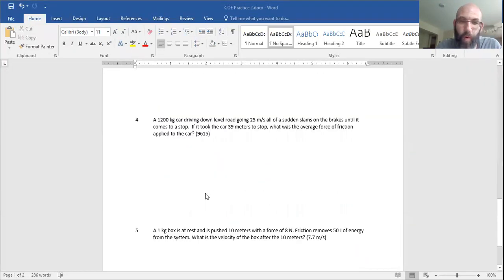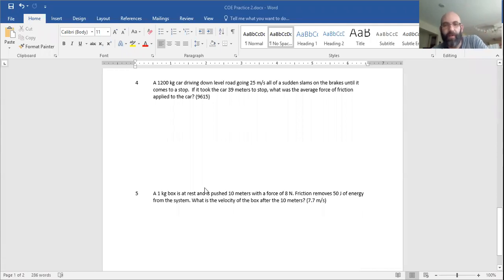All right, 4, almost done. A 1,200 kilogram car is driving down the road going 25 meters per second, and it slams on the brakes until it comes to a stop. If it took 39 meters to stop, what is the average force of friction? So this is actually just like number 1. So we're going to use the formula work equals 1/2 times m times, in parentheses, v squared minus v naught squared.